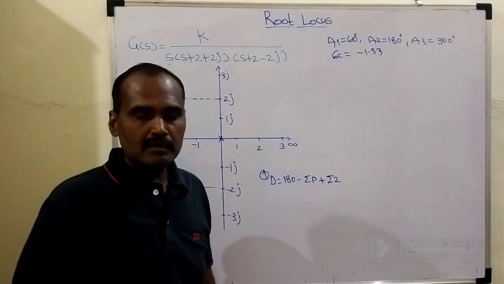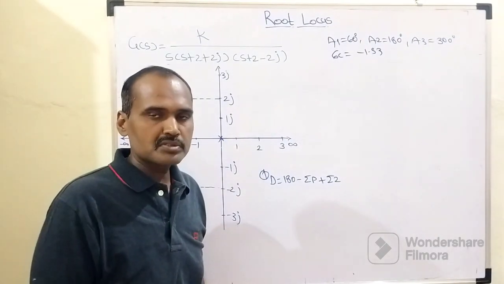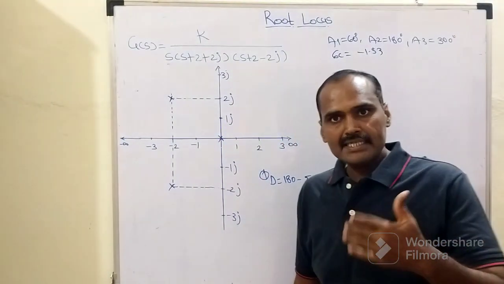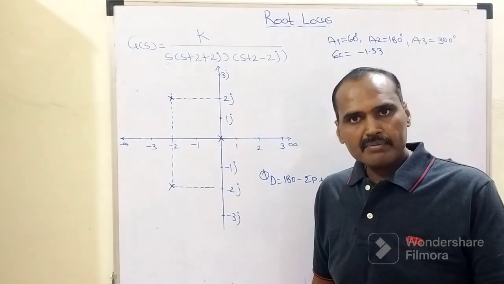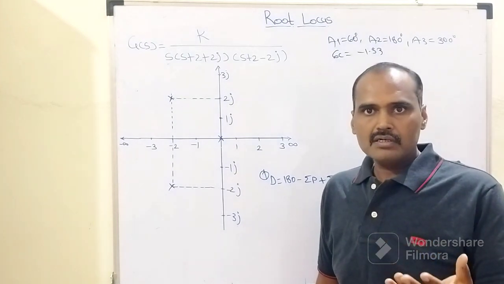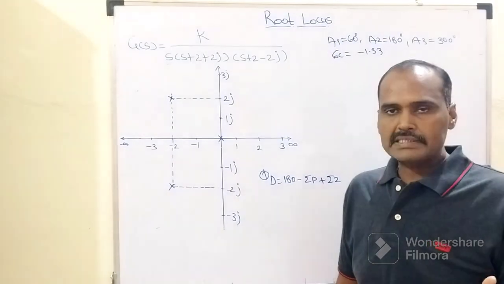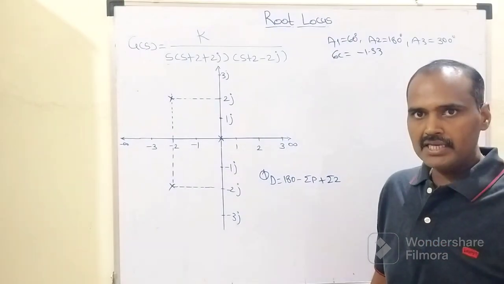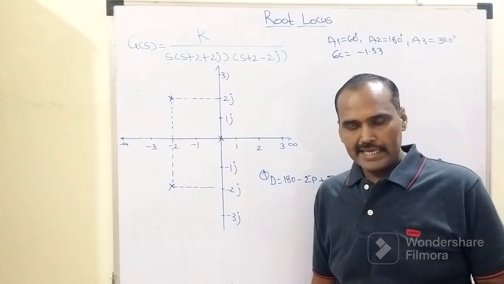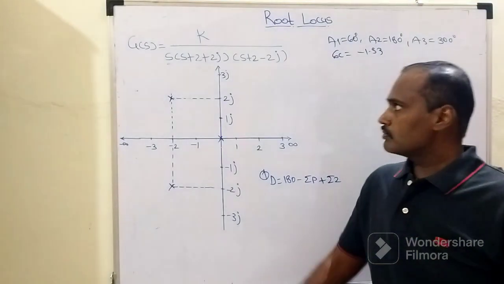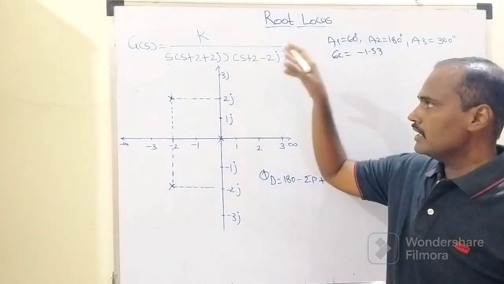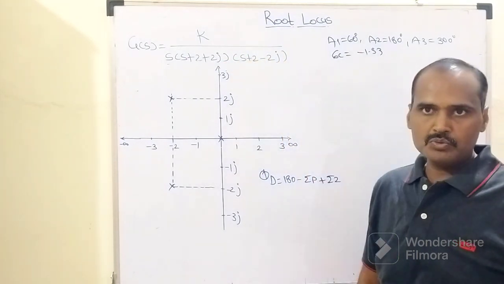Okay friends, so once the number of asymptotes, number of loci along with angle of asymptote, centroid, pole zero plot, all these first 4 or 5 steps are completed, then after that we need to come to the 2 important steps, step number 6 and step number 7. That will be the last 2 steps in order to plot this root locus curve for this unity gain feedback system, whose open loop transfer function is K upon s into (s plus 2j) into (s minus 2j).